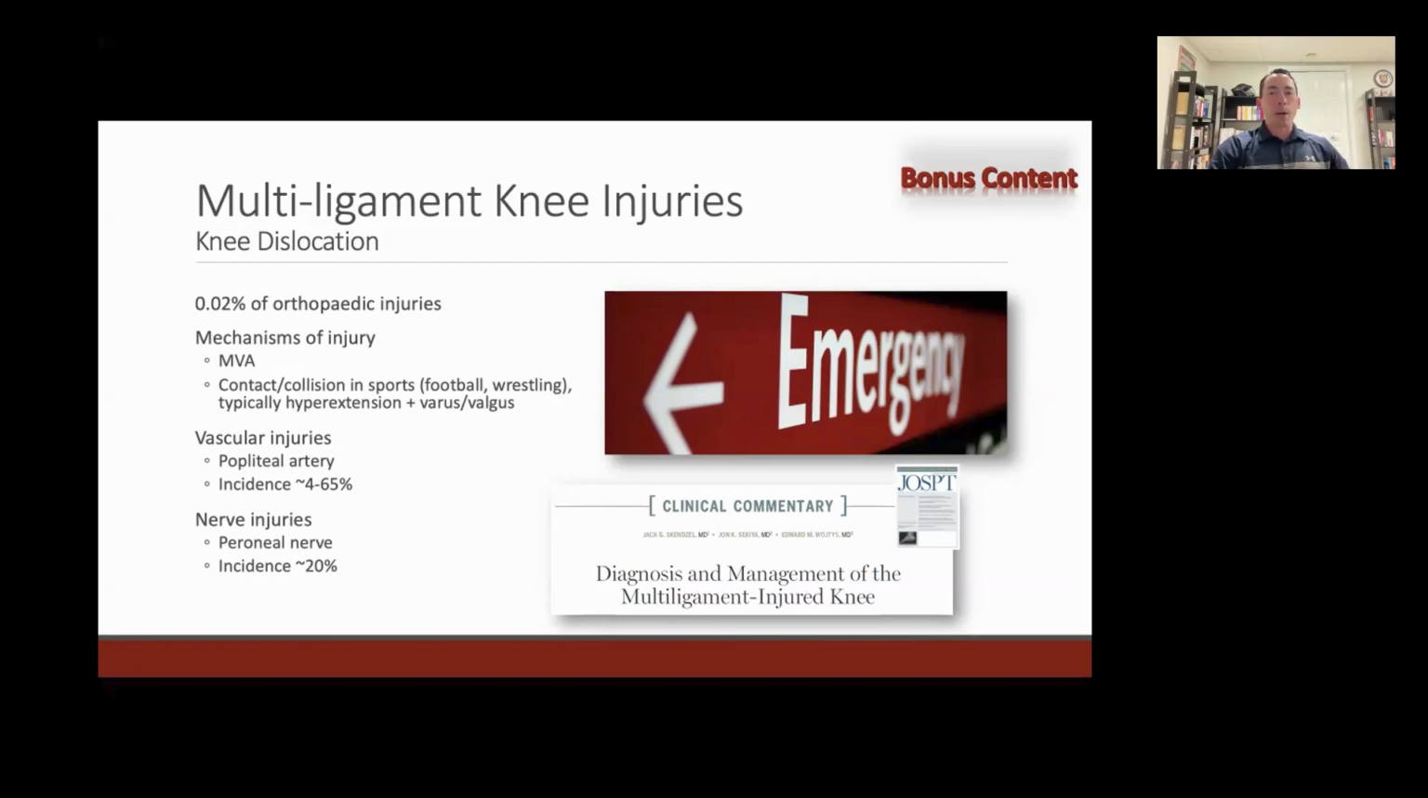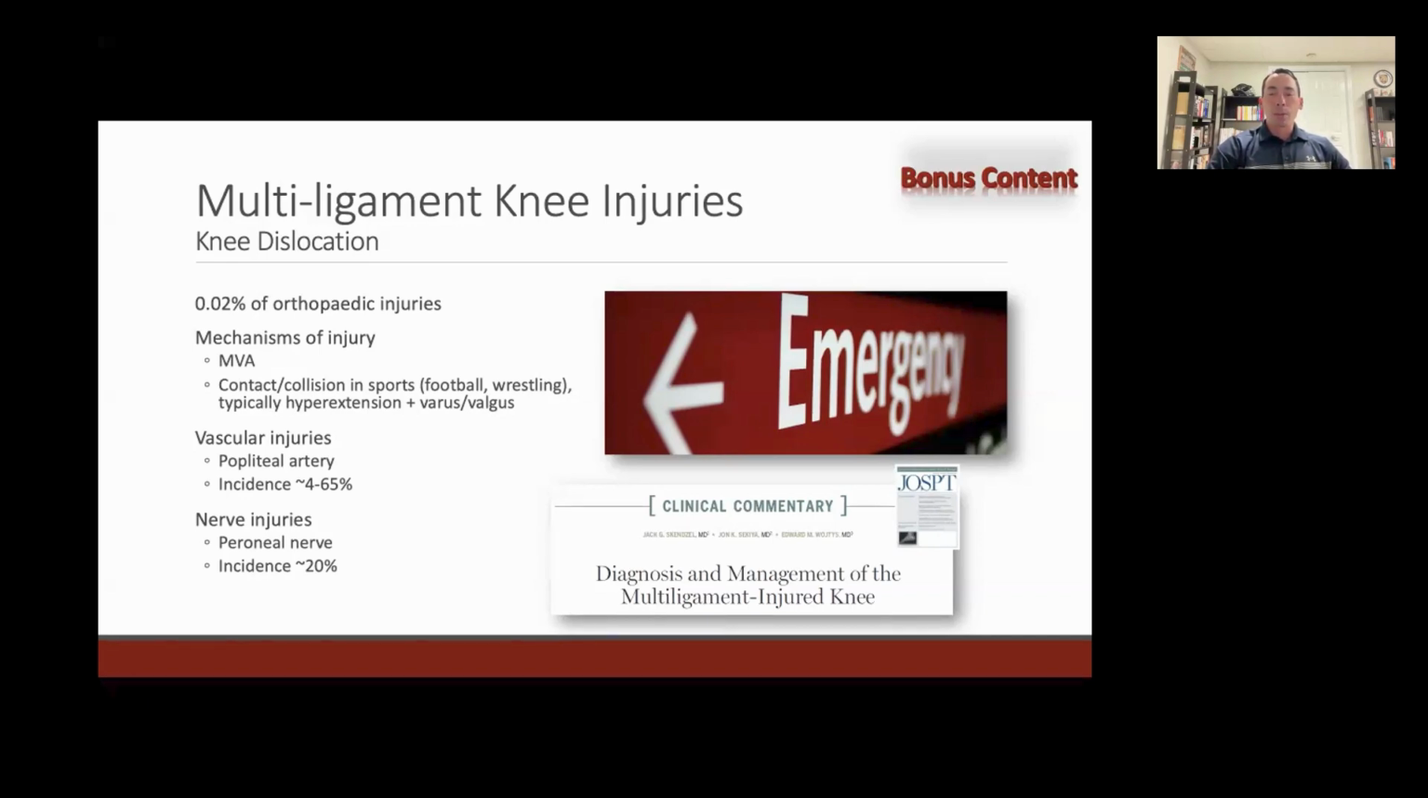But they only comprise about 0.2% of all orthopedic injuries, although the actual incidence is difficult to estimate because the knee often spontaneously reduces after dislocation, like it probably did in the case of that cadet. Both high energy mechanisms, such as motor vehicle accidents, and low energy mechanisms, such as those that occur with contact and collision sports, or again, like this cadet, jumping on a trampoline, can all cause knee dislocation. So it could be a major thing or a relatively minor thing.